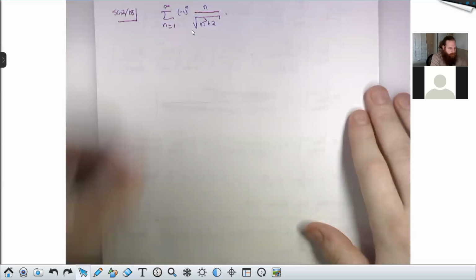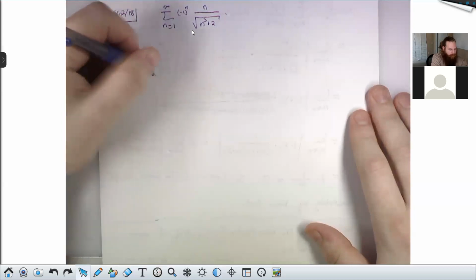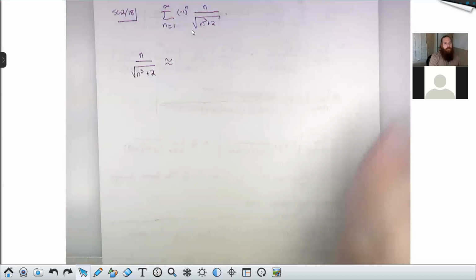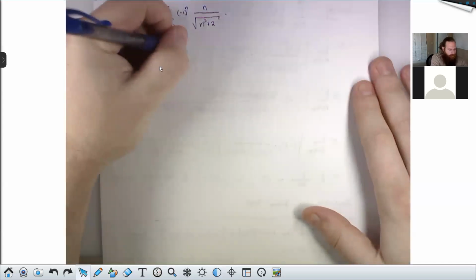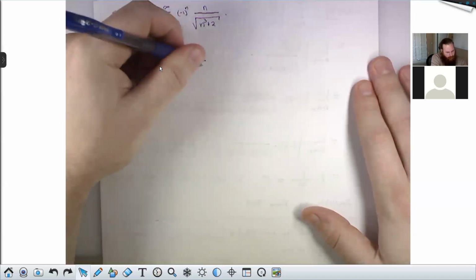Let me show you a little something. N over the square root of n cubed plus 2, if I imagine n is really big, then n cubed is so much bigger than 2 that I don't really care about the 2. This is pretty much the same as n over the square root of n cubed for large n.